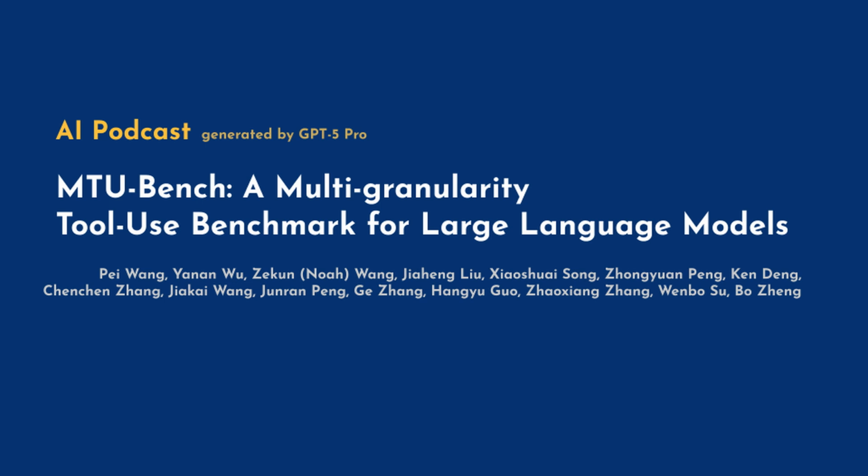Right, because a helpful assistant might search, plan, then book, and confirm, not just call one tool once. Exactly, and there are different ways to fail: choosing the wrong tool, passing the wrong parameters, or calling tools in the wrong order. MTU-Bench tries to measure those specifics rather than just pass or fail at the end.